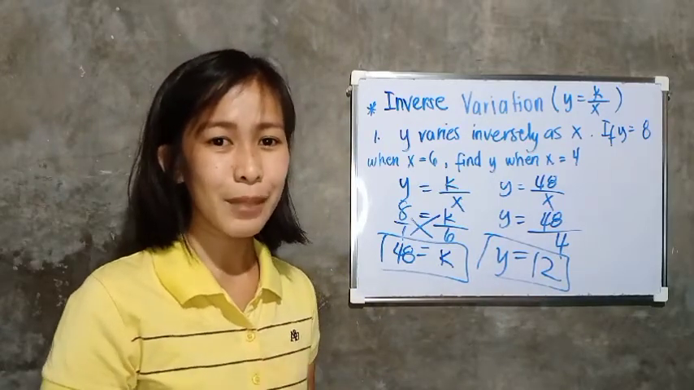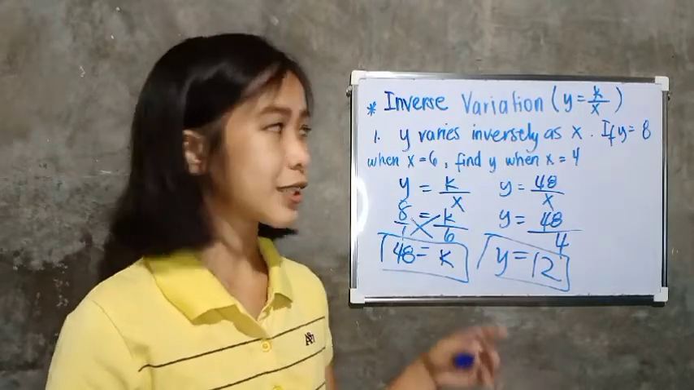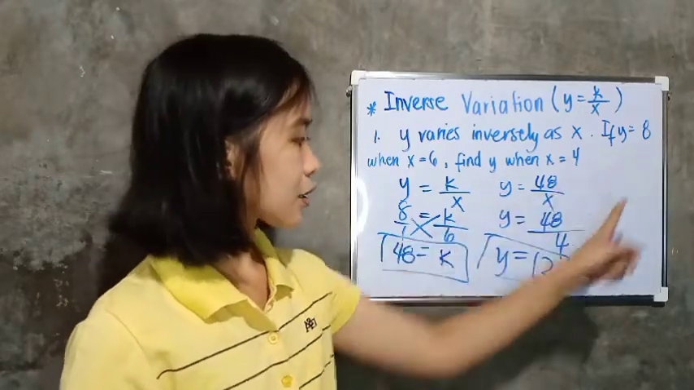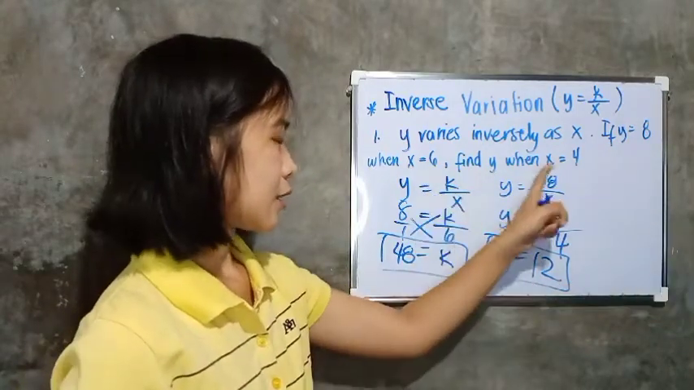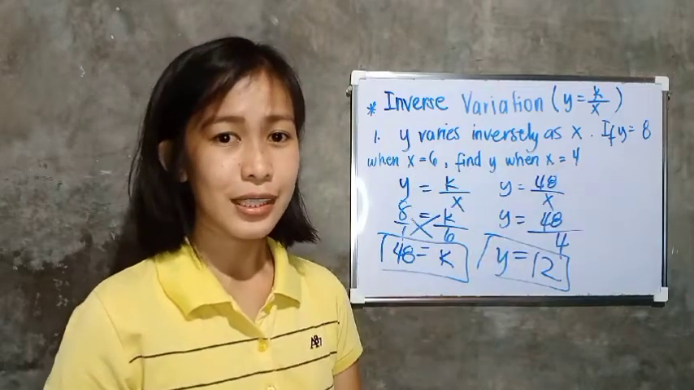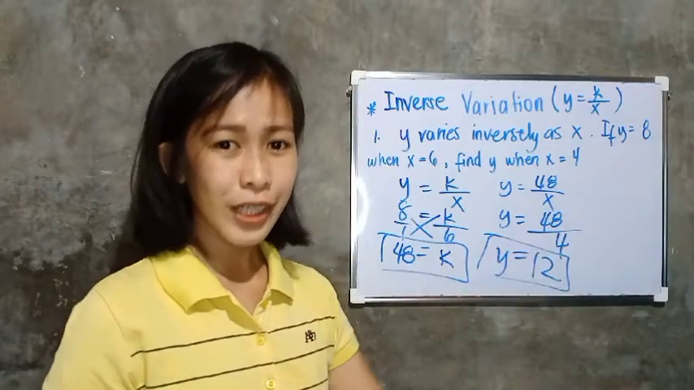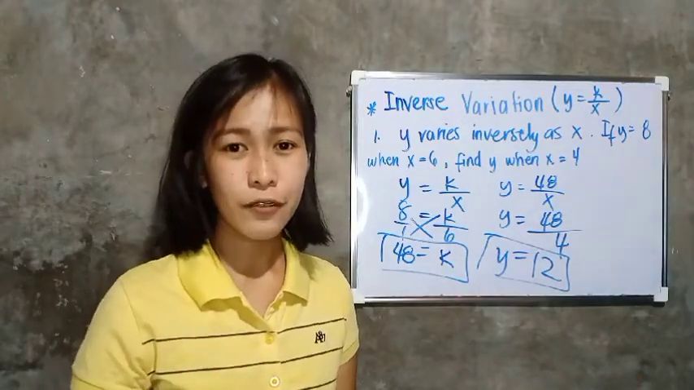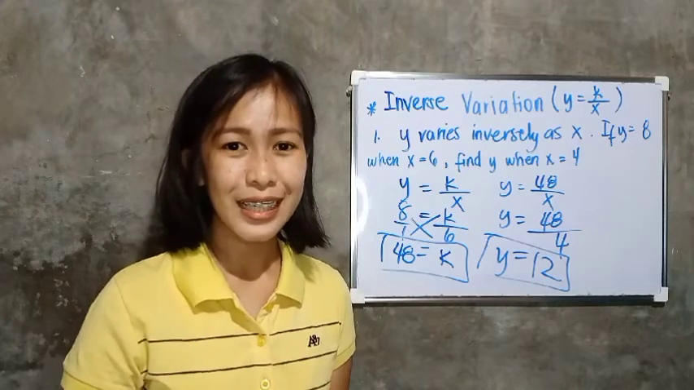So, ganun lamang kasimple ang pagkuha ng inverse variation. And as you can see, 8 and 12 increase, di ba? And then, 6 and 4 decrease. Diba? 8, 12, 6, 4. Increases, decreases. And that is the definition of the inverse variation. Tama? Okay? So, ganun lamang kasimple.